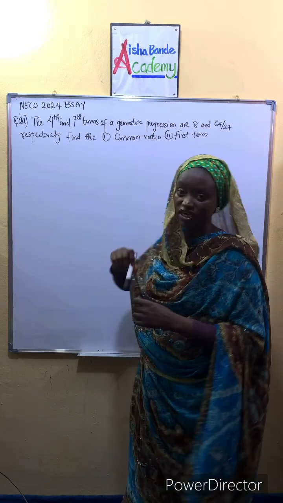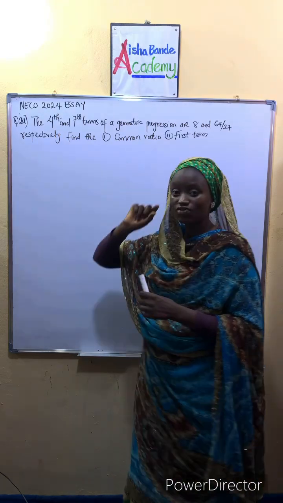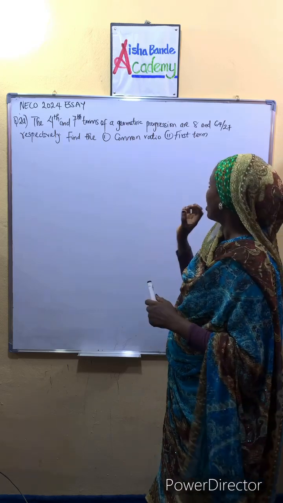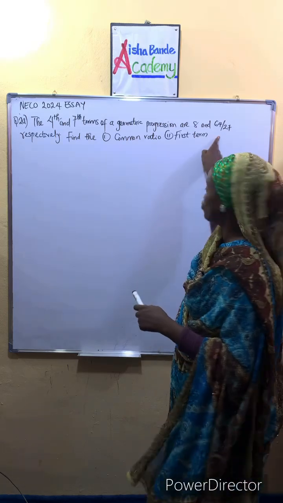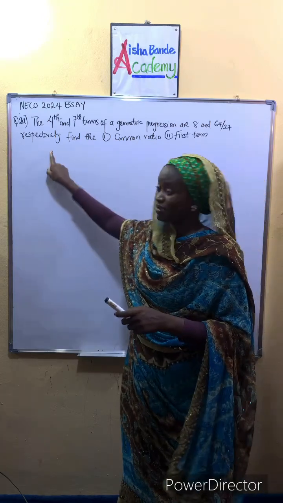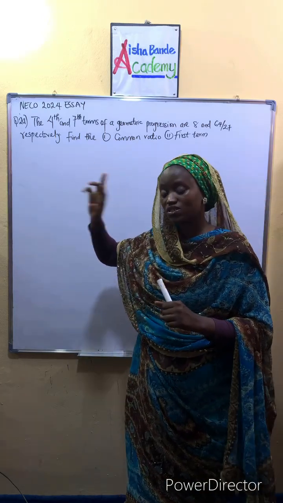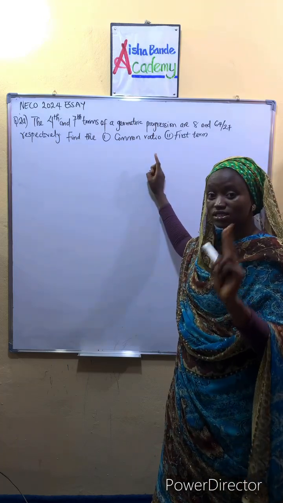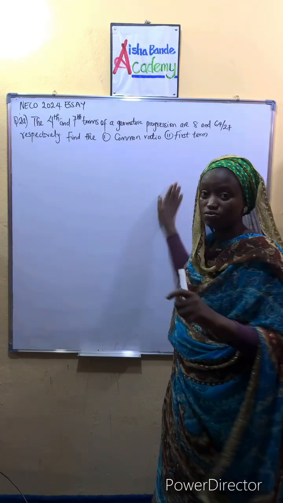So question 2A reads that the fourth and the seventh term of a geometric progression are 8 and 64 over 27 respectively. So we are asked two questions under this. First, we are to find their common ratio, and secondly, we are to find the first term. So let's begin.